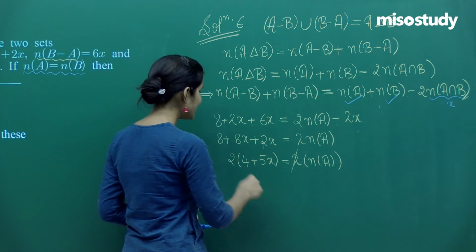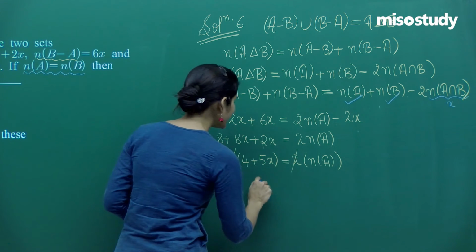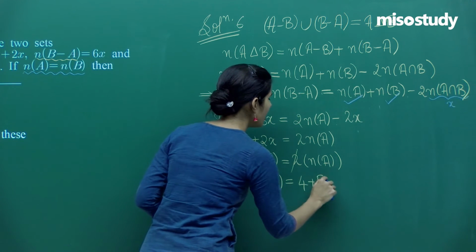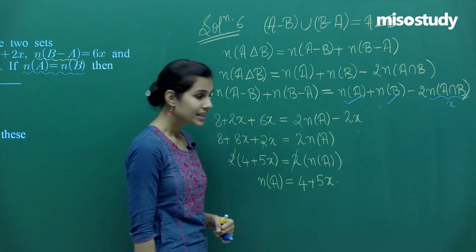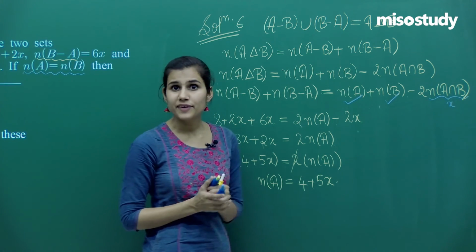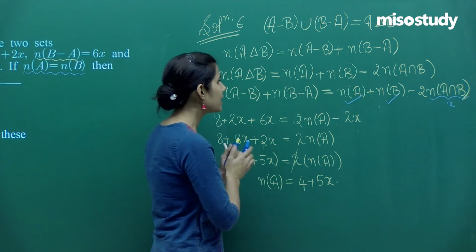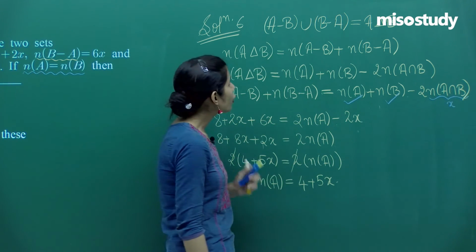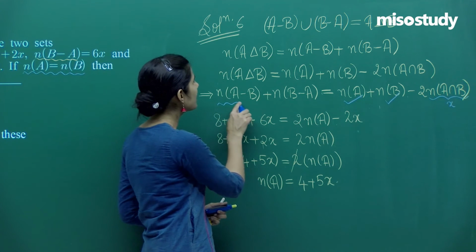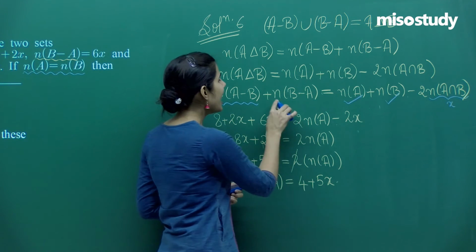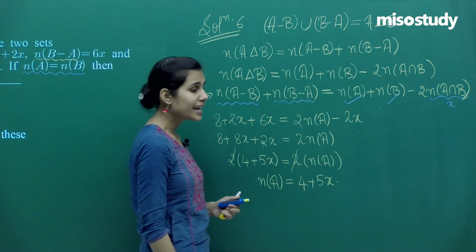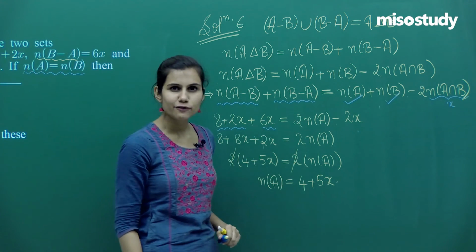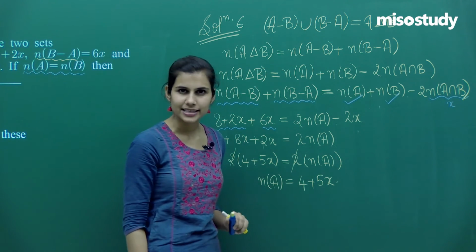So that I can cancel my 2's from both ends, and you get the number of members in A is 4 plus 5x. Still, I am not able to get the value of x, which is the number of members sitting inside A intersection B. Because I am given the information about the number of members in A minus B and the number of members in B minus A to be 8 plus 2x and 6x, this is what I have to use in order to find my x.